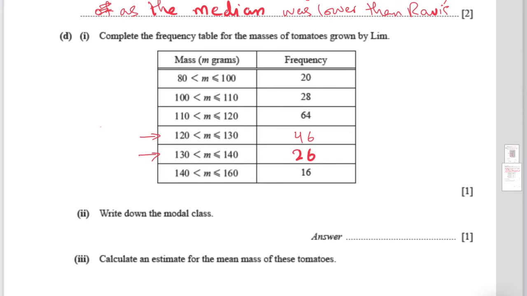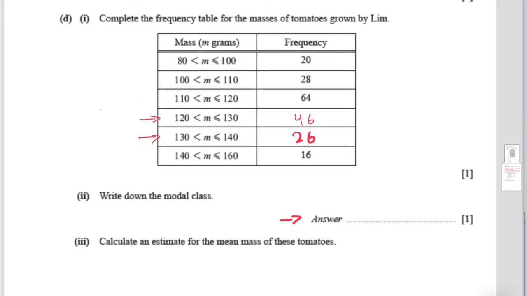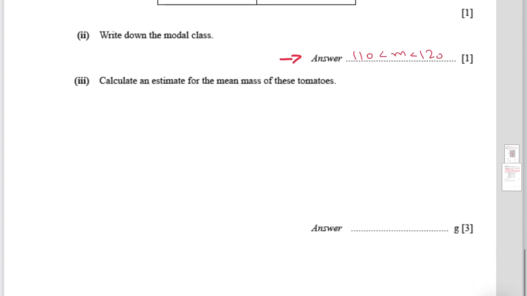Write down the modal class. The answer is supposed to be given over here, so I'll directly write the answer. The modal class is, of course, this one because the frequency is highest for this one. So the modal class is 110 is less than m, which is less than 120. Okay, let's move on to the last part.